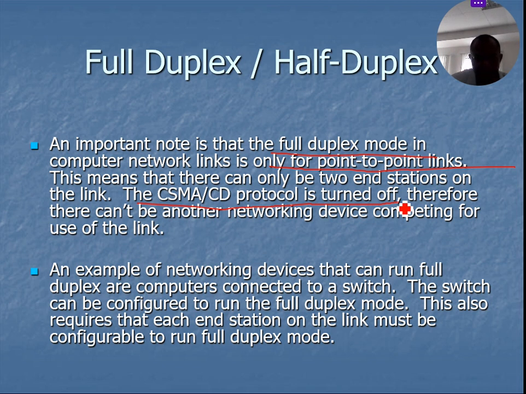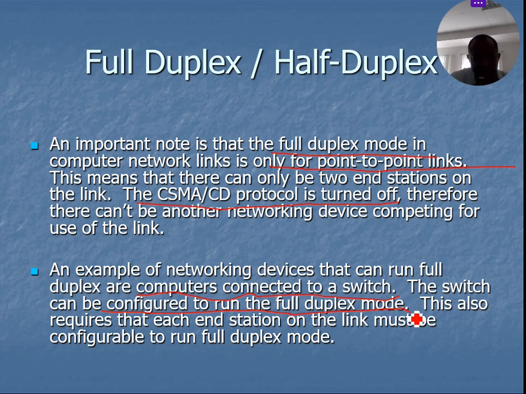An example of networking devices that can run full duplex are computers connected to a switch in a network, not to a hub. Usually a hub is half duplex. Computers connected to a switch can run full duplex on a network. The switch can be configured to run full duplex mode.